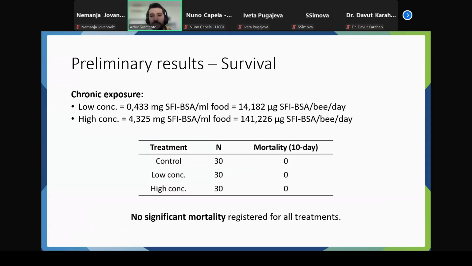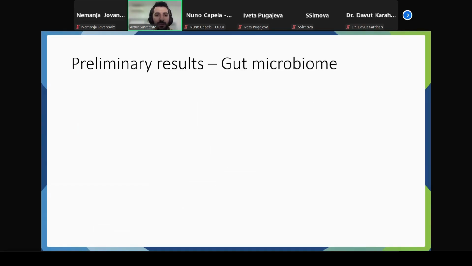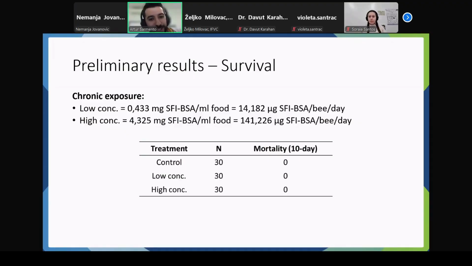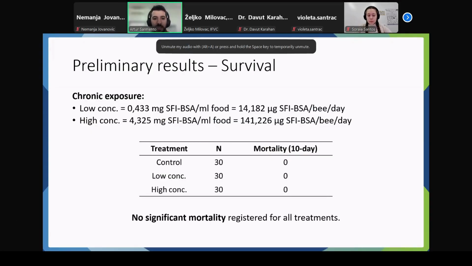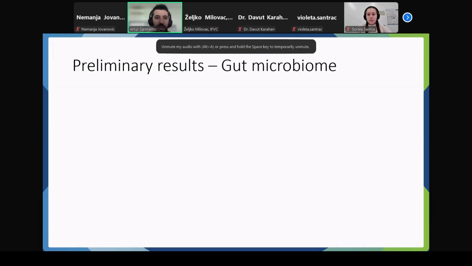And then we thought, okay, we don't have mortality when we checked the typical endpoints used for pesticide regulation, but let's see if it has effects on another level, or if they have sublethal effects. Like I told before, we did not have mortality for either the high or the low concentration. Then we decided to see if we had sublethal effects, namely in the gut microbiome.